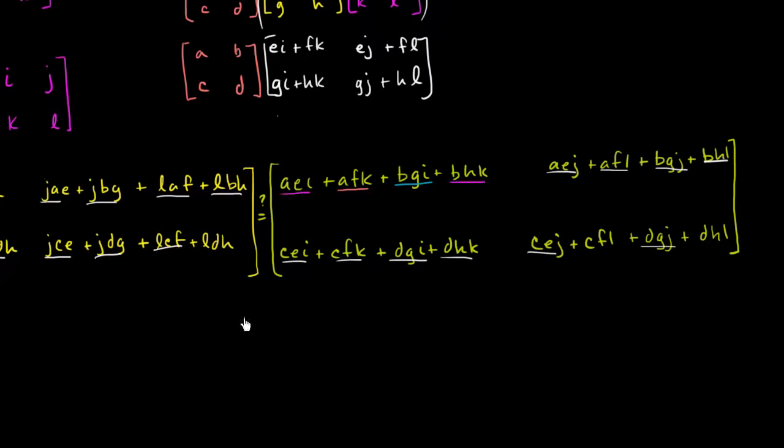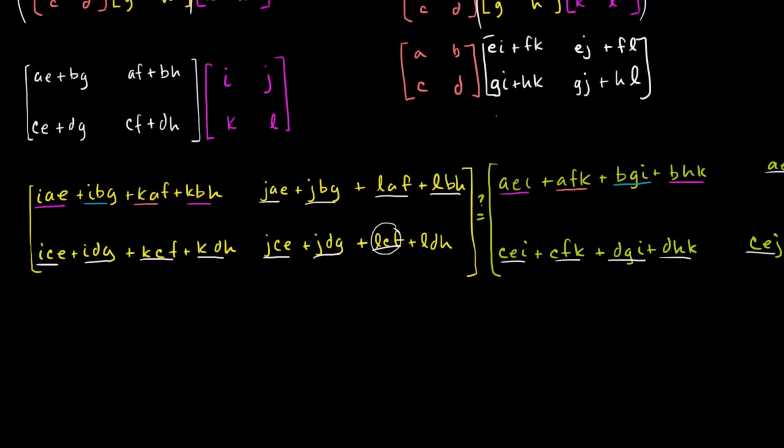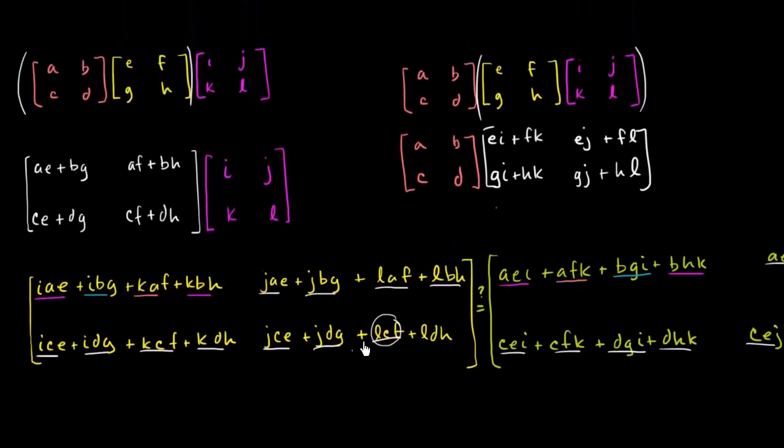LCF, is that an LC? So let's see. LDH is this right over here. And so this one must be an LCF, the same thing as CFL. Is this one right over here an LCF? Let me make sure, because that would throw a major monkey wrench into the whole operation. So this entry right over here, we get that from multiplying the second row times the second column. And we're going to get JCE plus JDG. And then we have LCF. Yeah, that's LCF plus LDH.